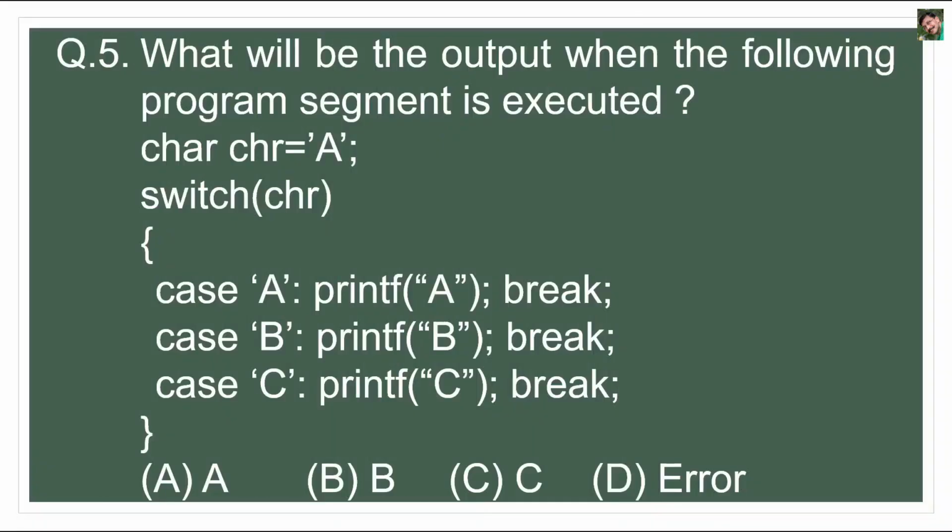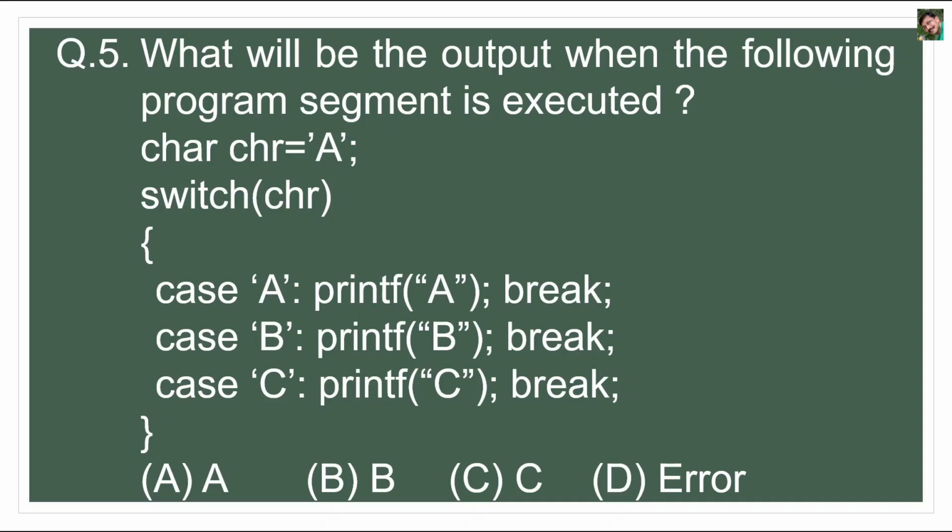Coming back to question number 5. What will be the output when the following program segment is executed? It is very simple now because we already studied switch and case, so you will be able to easily answer. Here there is a variable chr which is of type character, and a is stored in that variable chr, and then we are checking the value of chr using switch. And then there are three case statements.